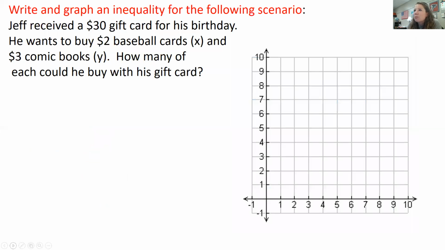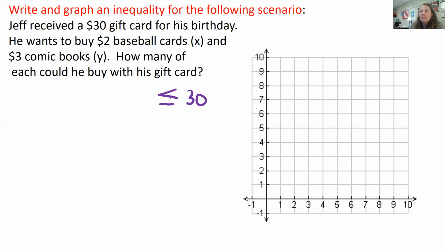All right, let's write and graph an inequality for the following scenario. So Jeff received a $30 gift card for his birthday. So if you have $30, can you spend $30? Yes. Can you spend more than $30? No. Can you spend less than $30? Yes. So if we have $30, we can spend less than or equal to $30.